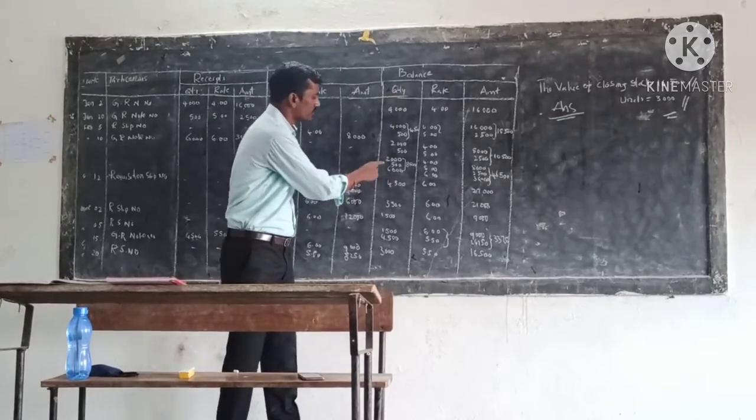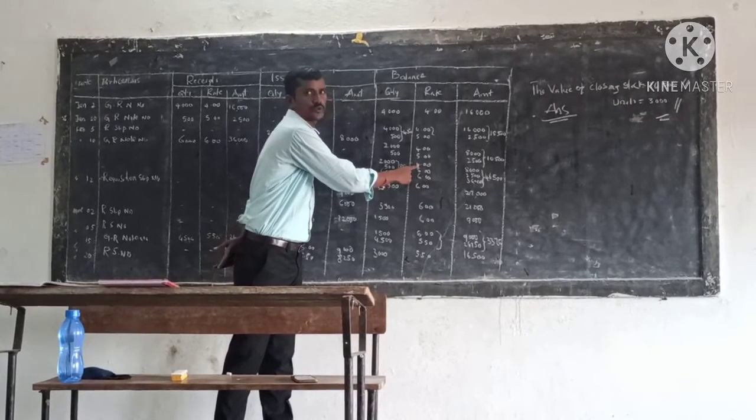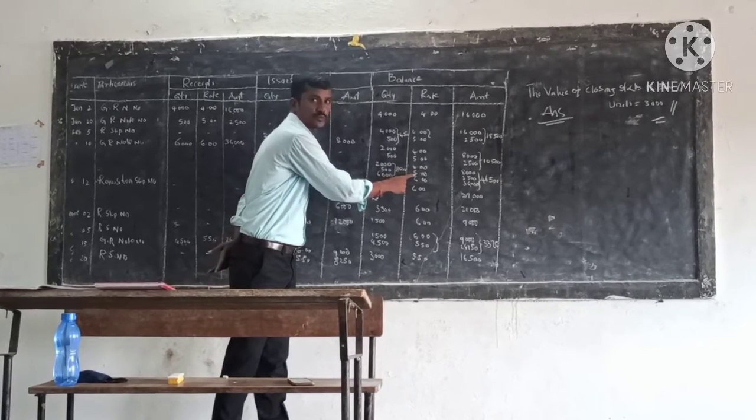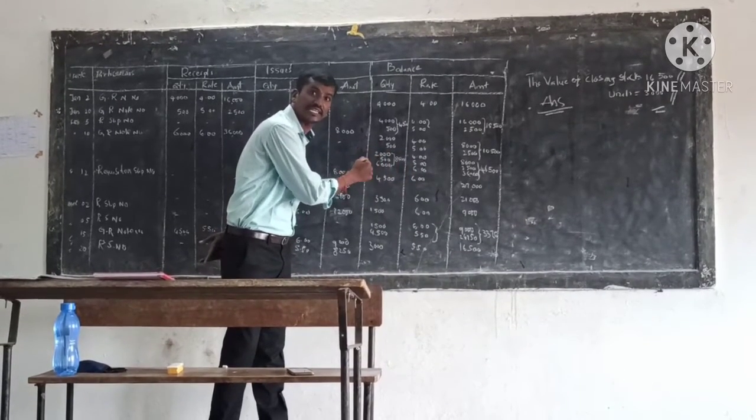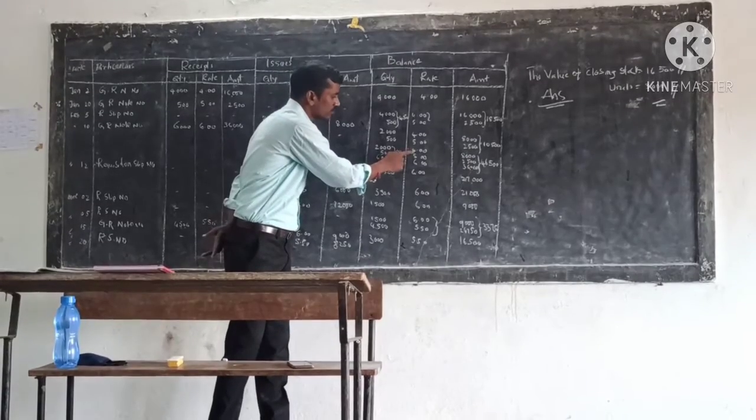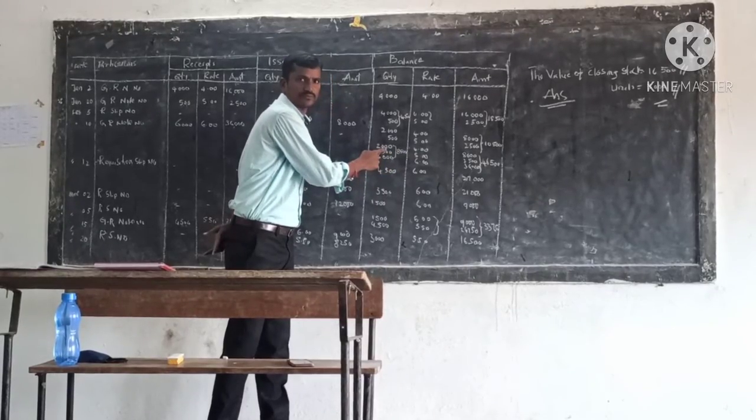Now, what is the previous balance? 2000 units. At what rate? 4 rupees. Again 500 units is there. At what rate? 5 rupees. So that is the reason we are writing separately. If both rates are 4 rupees, we can combine it, no problem.